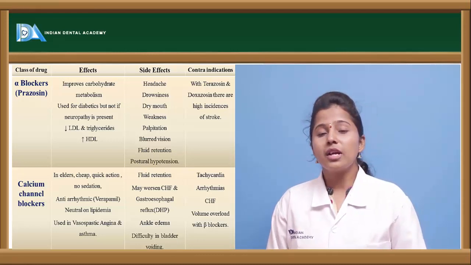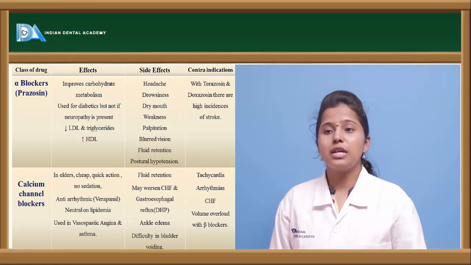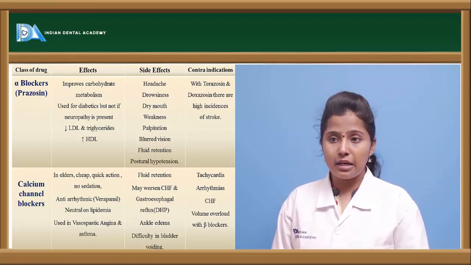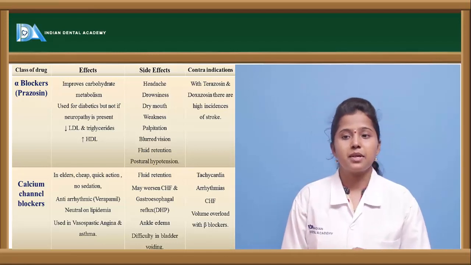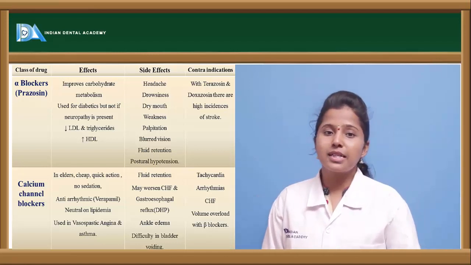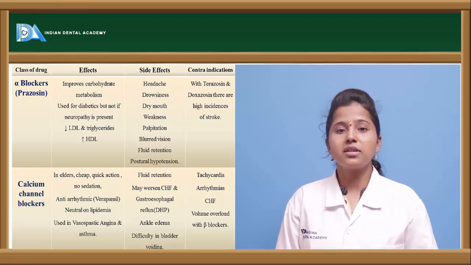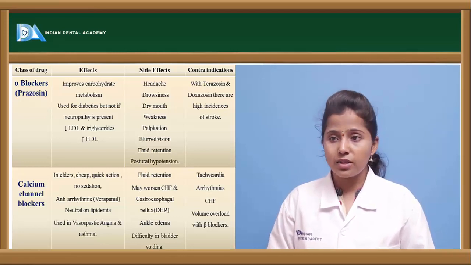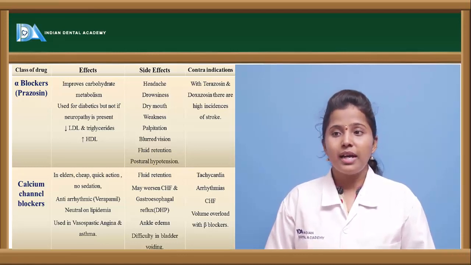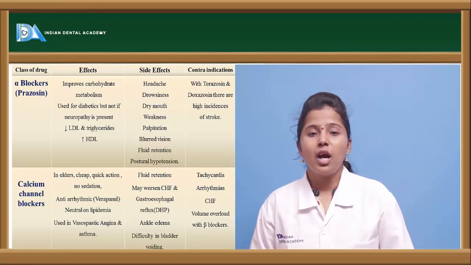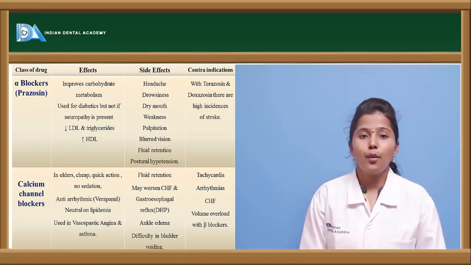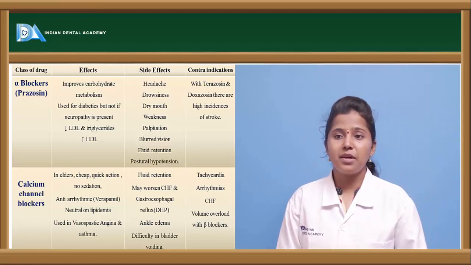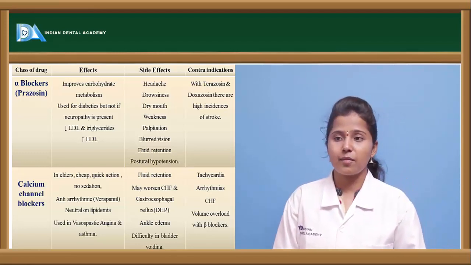And alpha blocking drugs produce the effect of decreased LDL levels and triglycerides and increased HDL, which is a very good effect. And side effects. What are the side effects of these alpha blockers? Common side effects like headache, drowsiness, dry mouth, weakness, palpitation, blurred vision, fluid retention and postural hypotension can be observed as side effects in alpha blockers.